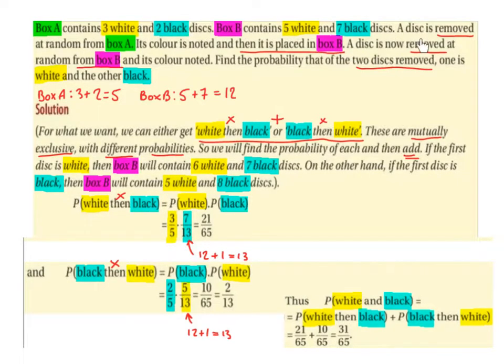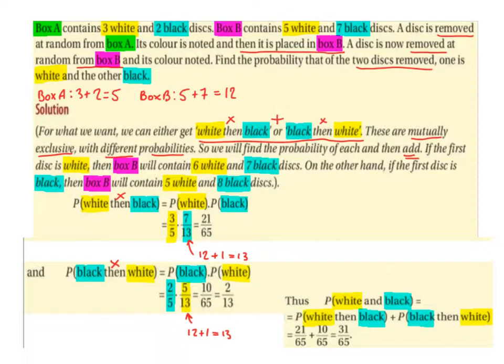A disc is now removed at random from box B and its colour is noted. Find the probability that of the 2 discs removed, one is white and the other is black.